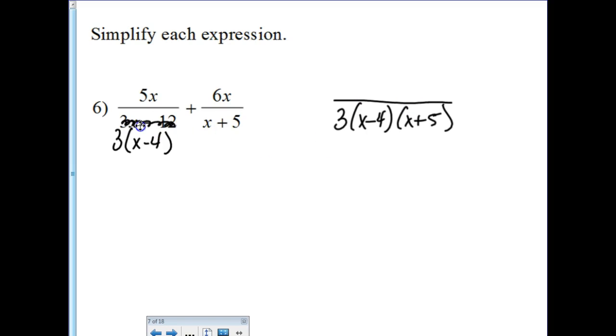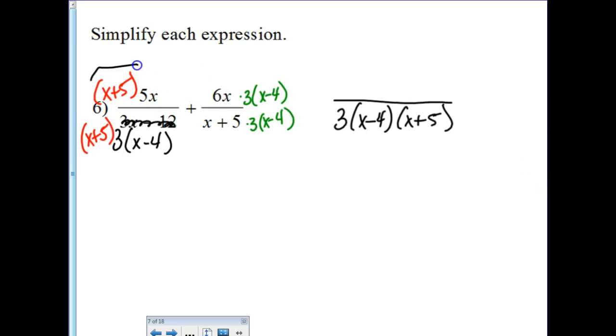So this fraction is missing the x plus 5. And remember, the denominator is already set up. You don't have to do any work there. This fraction is missing the 3 and the x minus 4. So if you want to leave it factored like this, that is totally fine, and that's usually the way I do this question. But if you wanted to go back and call this 3x minus 12, you're still going to get the same answer, same effect.